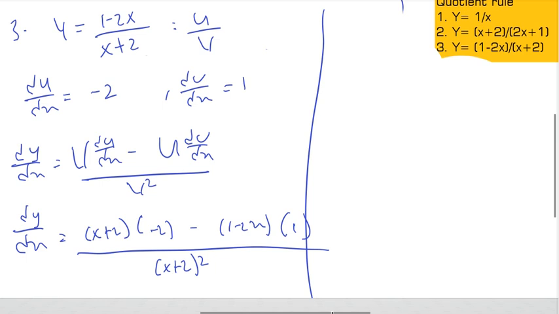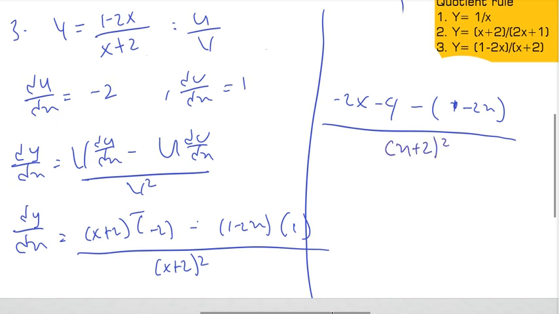Then we have, let me do this. So here we have minus 2x minus 4, multiplying this. Then this is minus into the bracket of my 1 minus 2x. It's better you put brackets so that when you expand the brackets, you do not make a mistake and put plus where you are not supposed to put plus. Right? So here we're going to be having minus 2x minus 4. Then here I have minus times plus, that will be minus 1. Minus times minus is plus 2x, over (x plus 2) squared.